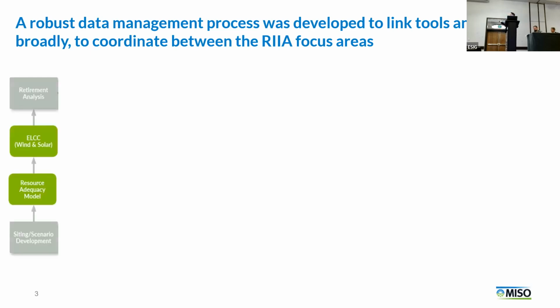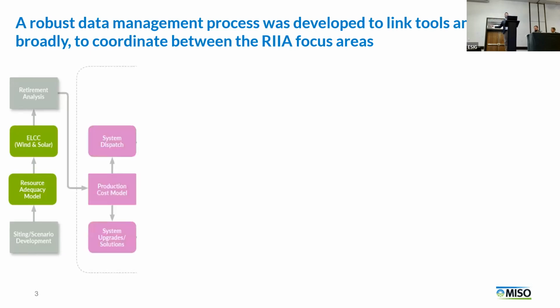In this case, as some of the others have said, we start with the portfolio, right? We made assumptions about the mix of generation, wind and solar, and also the siting, so where those are going to be located. Then we perform a resource adequacy assessment to identify retirements. That gets passed into a production cost model so that we can assess the energy adequacy portion of the system.